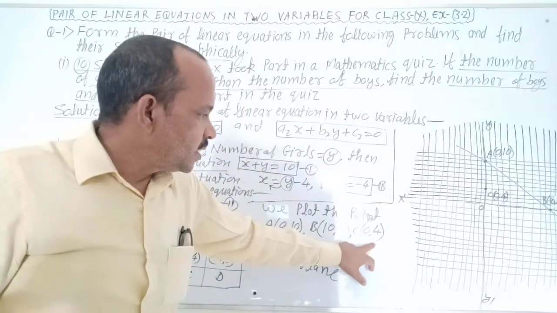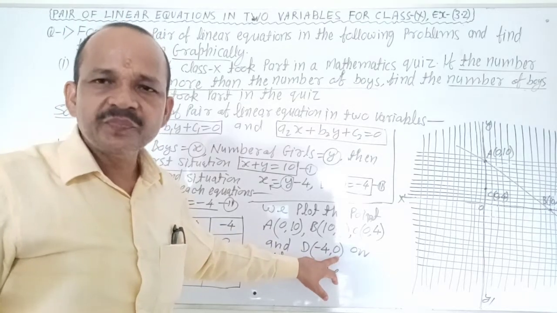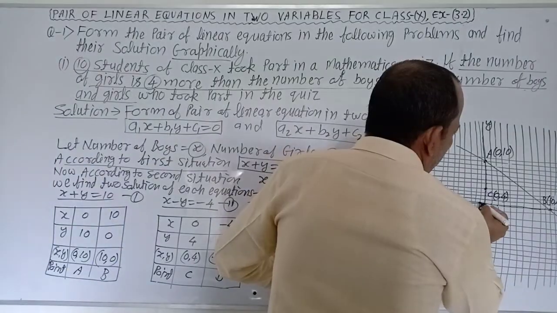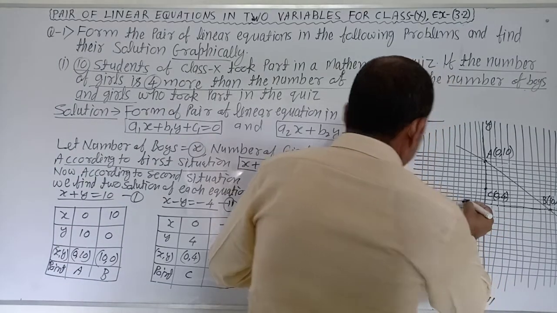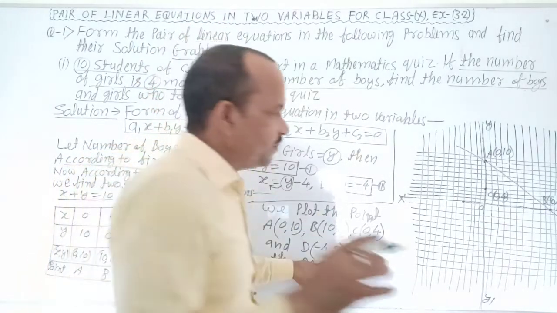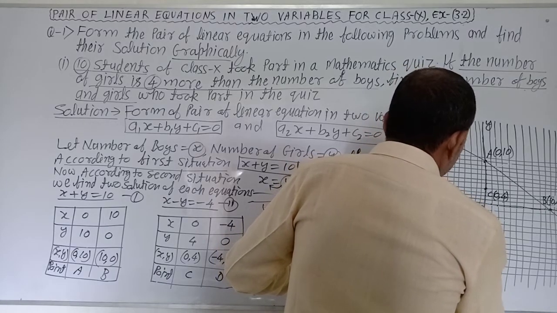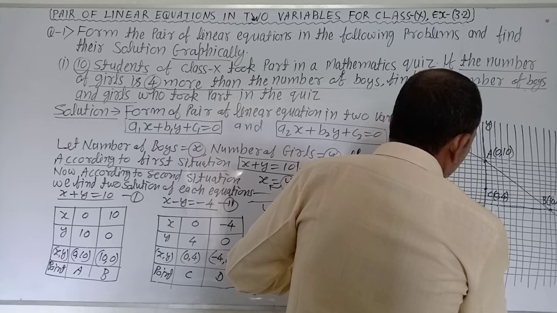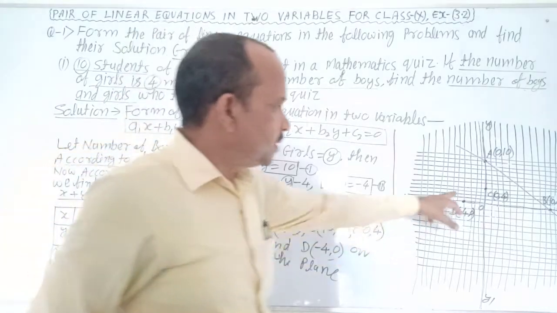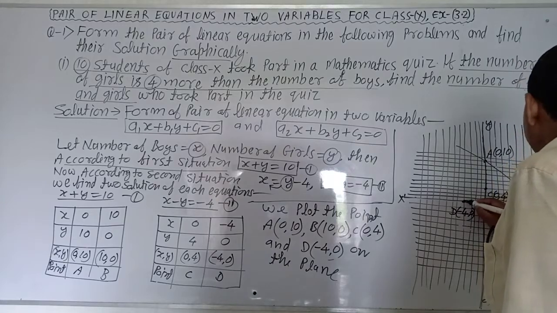Here plot point D, minus 4 and 0. Minus 4 at the x-axis in the negative direction. Here 1 2 3 4. Here minus 4 and 0. 0 means at the origin. Here it is point D, minus 4 and 0. Clear? Now you join point C and D.